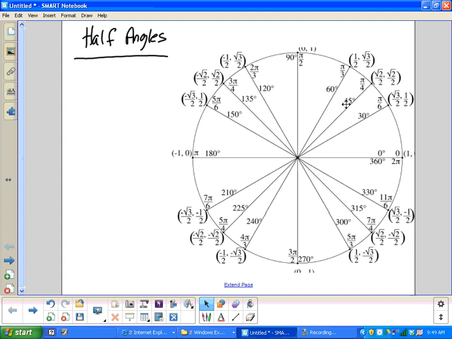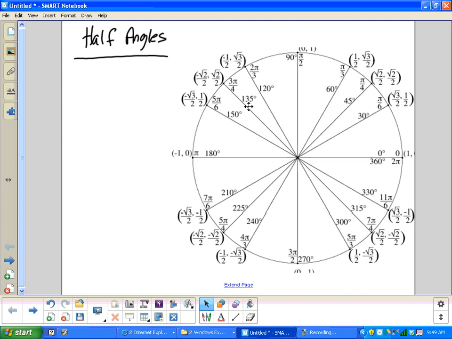Now, it wouldn't make sense to use 60. What's half of 60? 30, and it's already there. Same thing with 90. It wouldn't really work because half of 90 is 45. It really wouldn't work for 120 because half of 120 is 60, and you already have that.